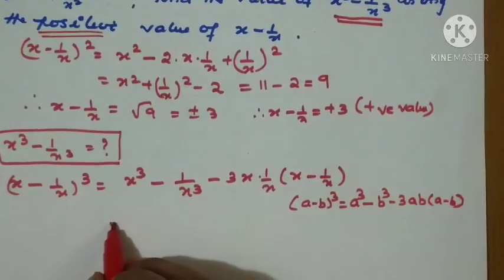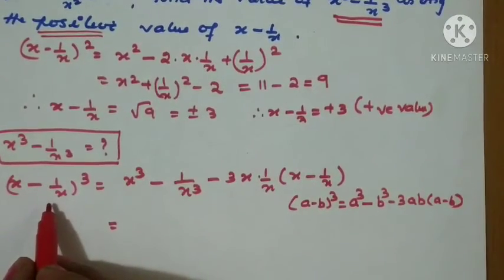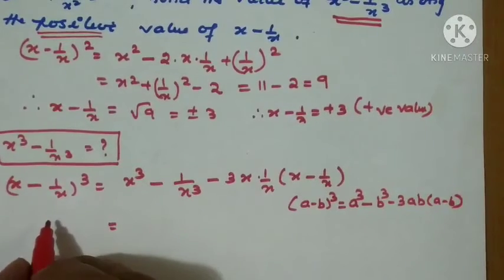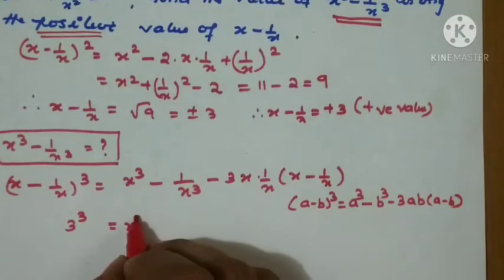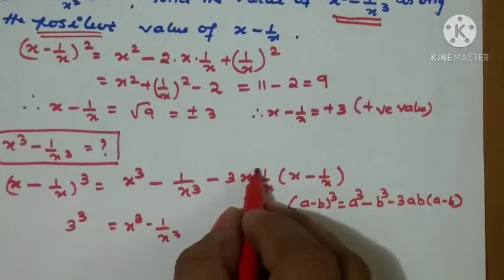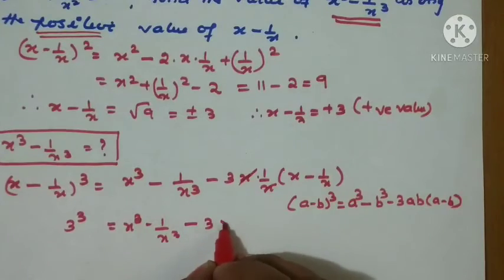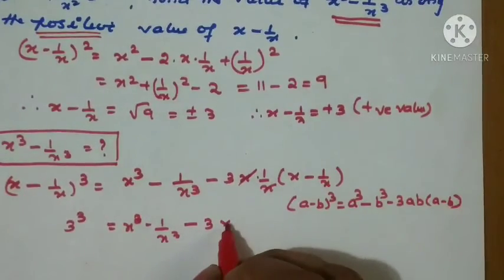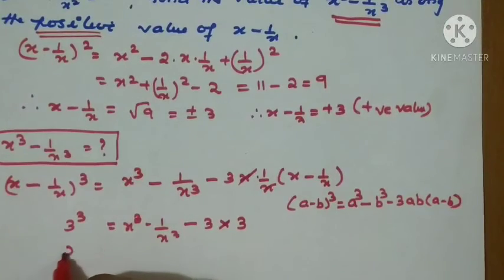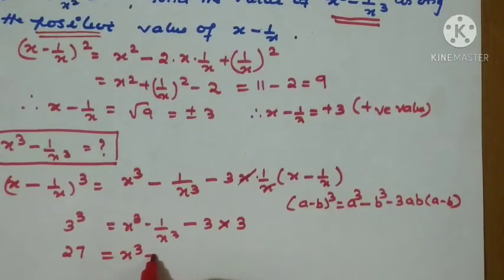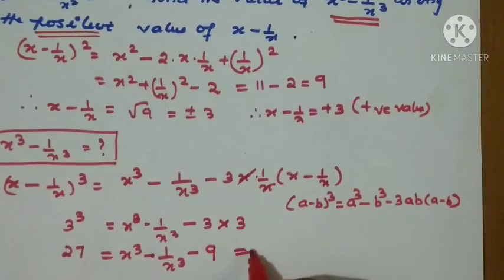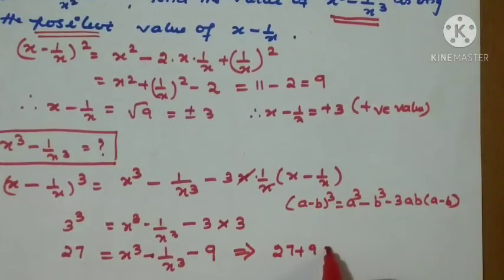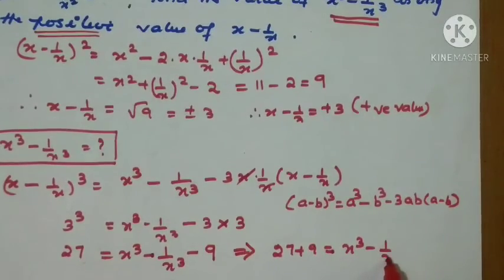So x minus 1 by x, we got the value as 3 only. So 3 cube equals x cube minus 1 by x cube. X and 1 by x will get cancelled. So minus 3 into x minus 1 by x, again it is 3. So 27 equals x cube minus 1 by x cube minus 9. So we are bringing minus 9 to this side. So 27 plus 9 equals x cube minus 1 by x cube.